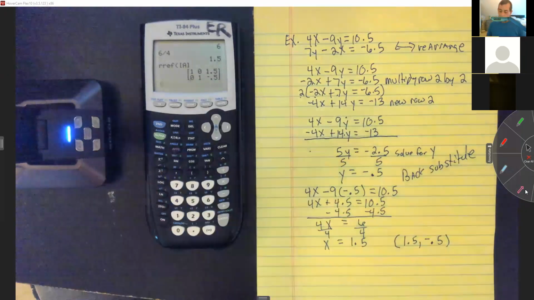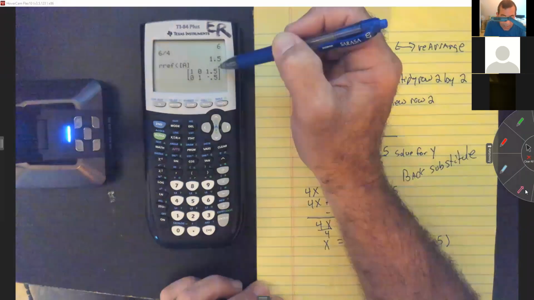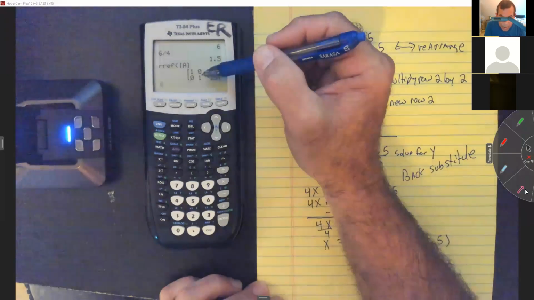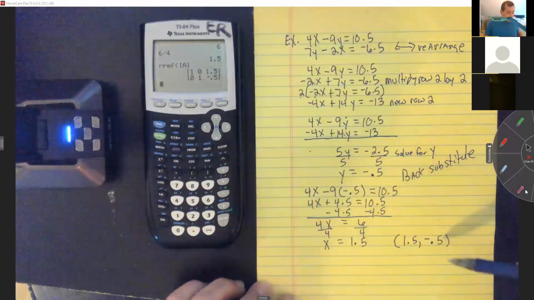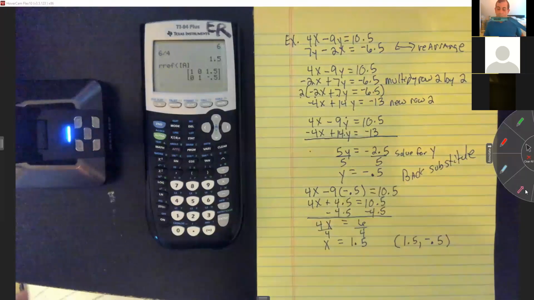Okay, thank you. Well, and y'all look at that. That's sweet, ain't it? First row, 1x is 1.5. And in the second row, since the one's in the y column, 1y equals negative 0.5, which is exactly what we got. I love using that calculator, if nothing else, to sort of check myself.